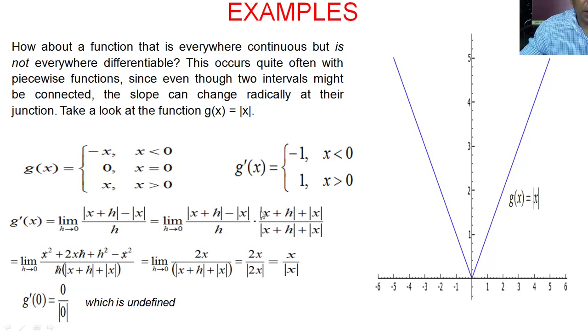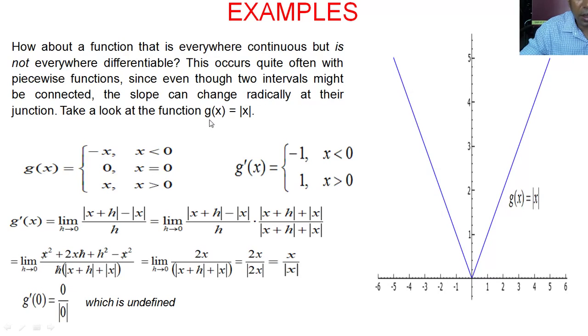Now some of the examples of differentiable functions. Now consider a function which is everywhere continuous but is not differentiable. This occurs quite often with piecewise functions like the greatest integer function, modulus function, etc. Since even though two intervals might become connected, the slope can change radically at their junction.